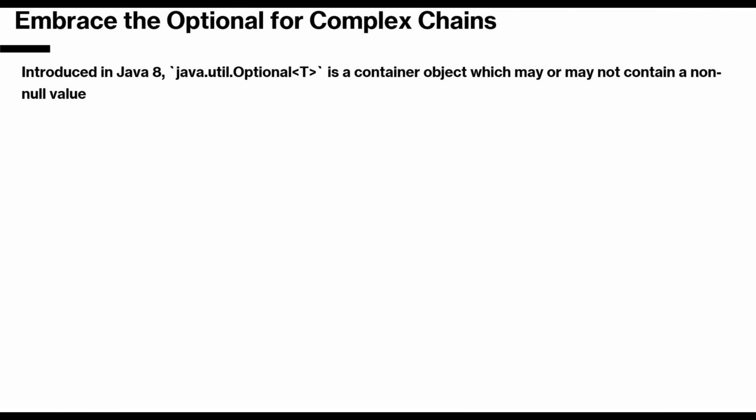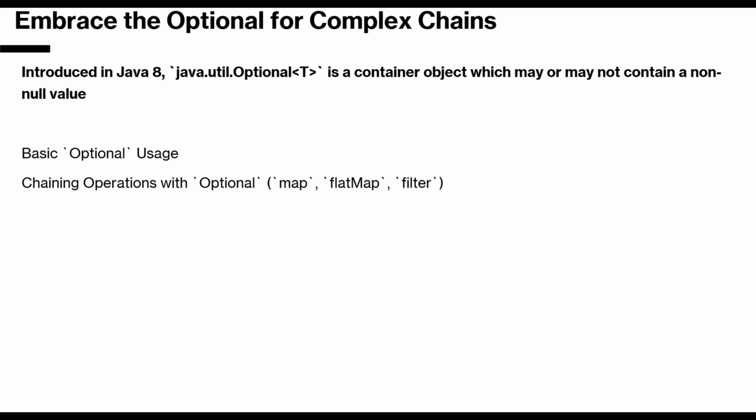Now let's look at the Optional way of handling a complex chain. Java 8 features were introduced, and one of the features is Optional. It is part of the util package and is considered a container object which may or may not contain a non-null value. That's how we are going to check, and we can make use of this Optional value as a utility. Under this Optional, we can use the basic way of handling Optional uses.